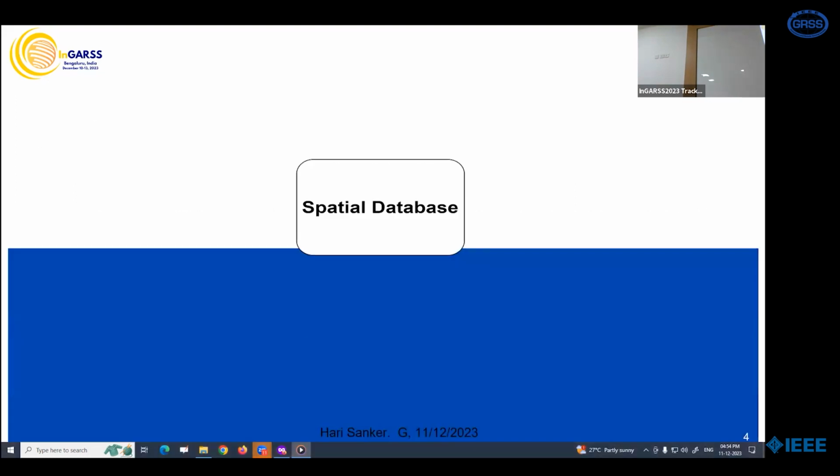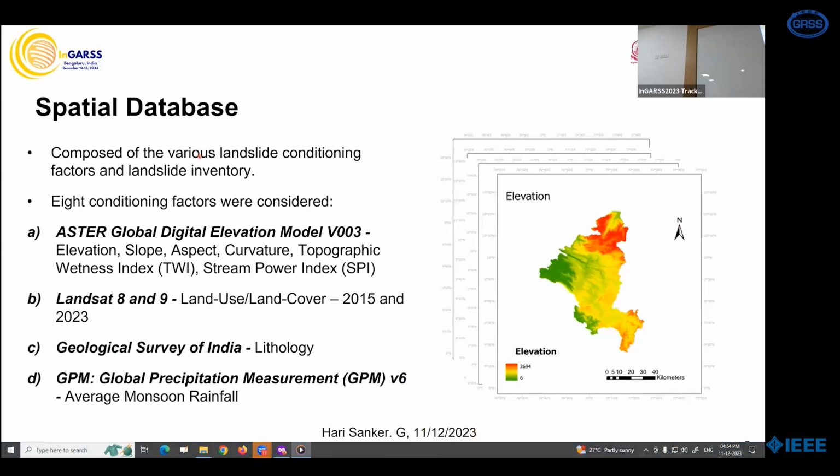The first step in landslide susceptibility simulation is the construction of a spatial database. The database for the study region comprises the various landslide conditioning factors and the landslide inventory of the study region. Here we have considered 8 conditioning factors: curvature, elevation, slope, aspect, the land use and land cover for the years 2015 and 2023 derived from Landsat 8 and 9 images for the respective years, the lithology data from the Geological Survey, and the average monsoon rainfall, which was evaluated from precipitation data using Google Earth.